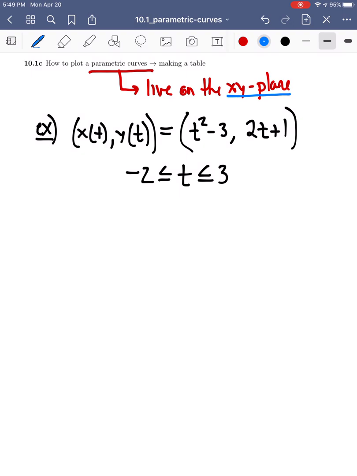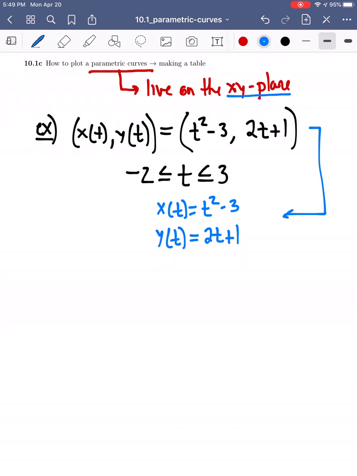And just so we're on the same page here, what this notation above means is we actually just get to consider x of t is equal to t squared minus 3 and y of t is equal to 2t plus 1.